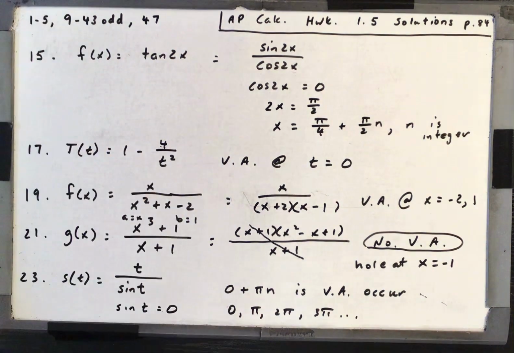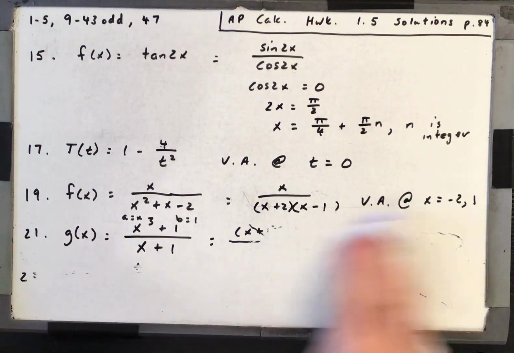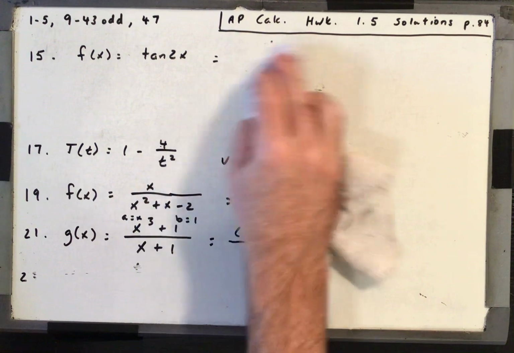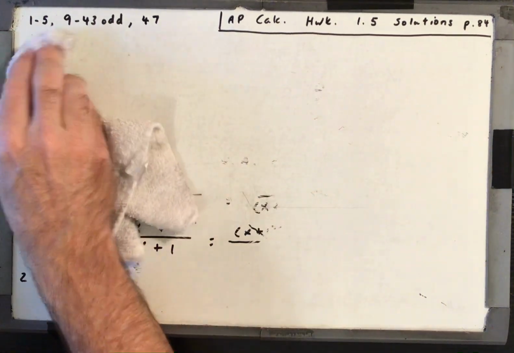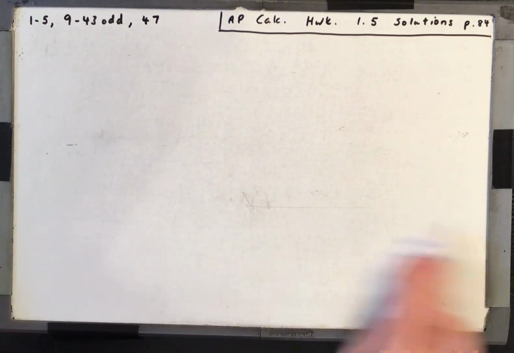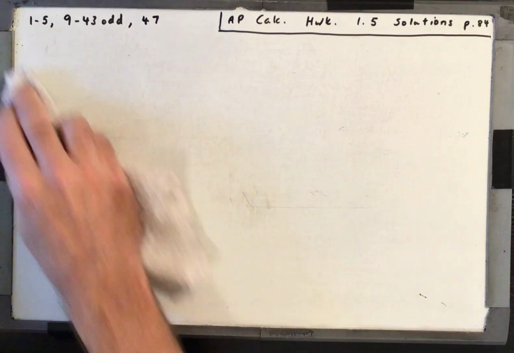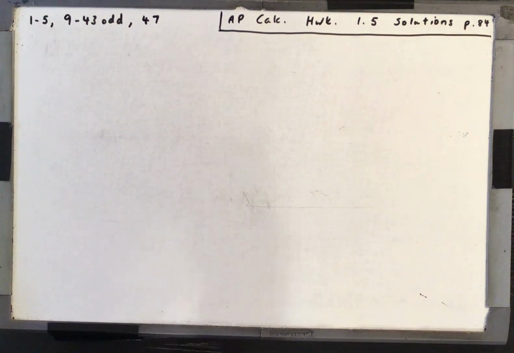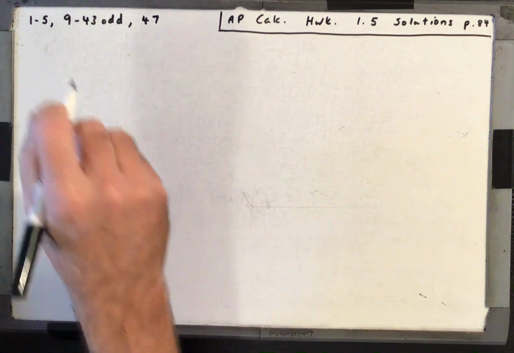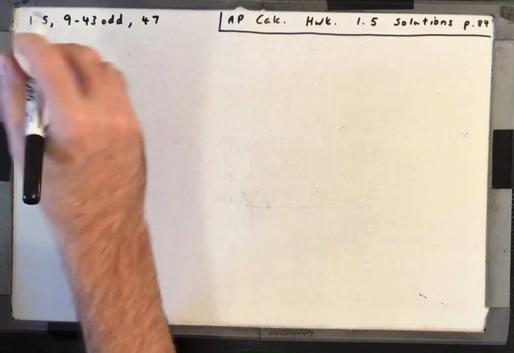All right, that's all I can fit. And if they gave you a domain restriction, then you would just have to write the values in the domain restriction, which might just be 0 and pi or something like that, or 2 pi. All right, 25.